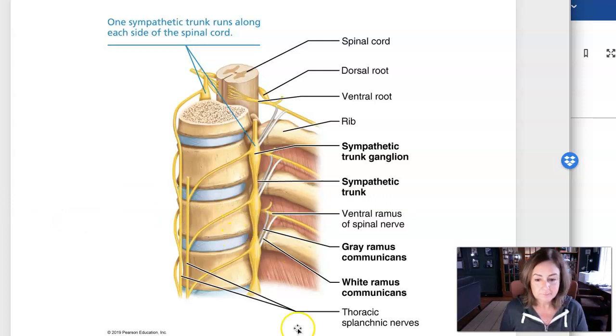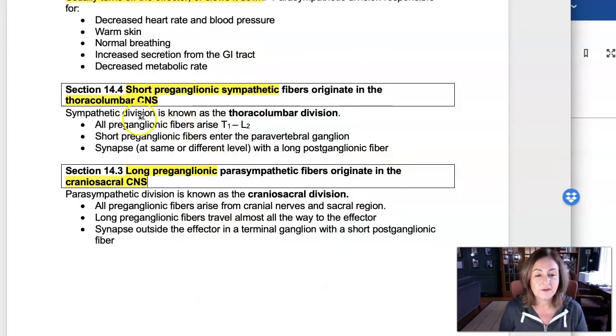gastrointestinal tract. So taking a look at our notes, the sympathetic division is known as the thoracolumbar division. That's because all the preganglionic fibers exit at that level. All the preganglionic fibers are short. They enter the paravertebral ganglion, and then they synapse at that same level or a different level, usually, except for the splanchnic nerves, and then you'd have a long postganglionic fiber go all the way to the effector. So that's the basic anatomy of the sympathetic division.